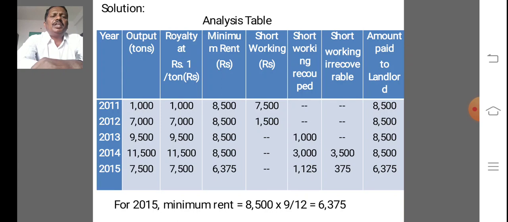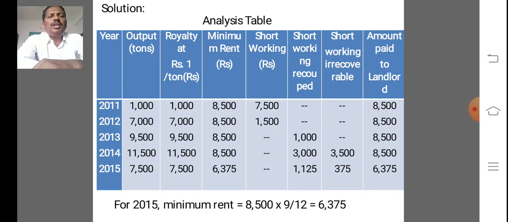In 2013, 9500 into 1, 9500, but royalty is more than minimum rent. Minimum rent is 8,500. The difference is called surplus. That surplus can be utilized for recovery of short workings. Among the 7,500, we recover only 1,000 by using 2013 surplus and 8,500 is payable to landlord.